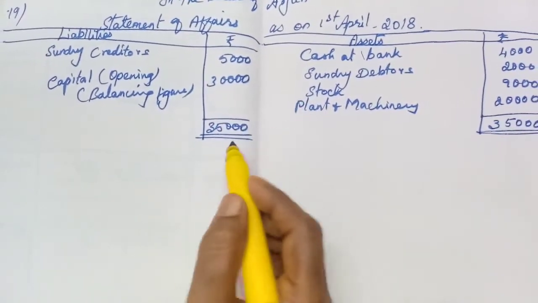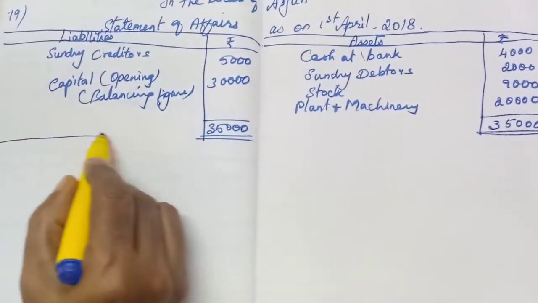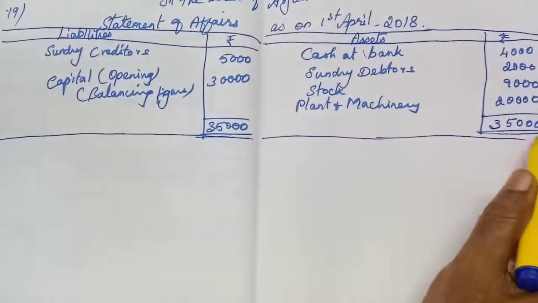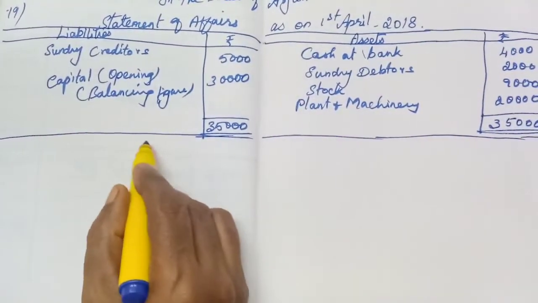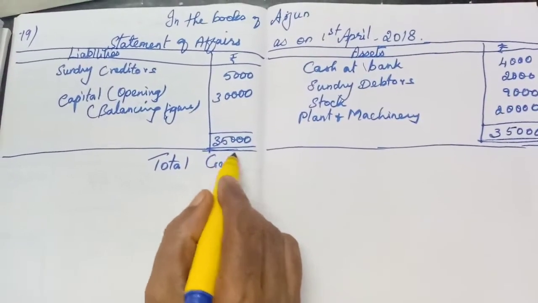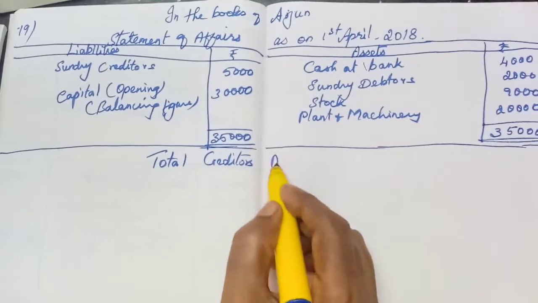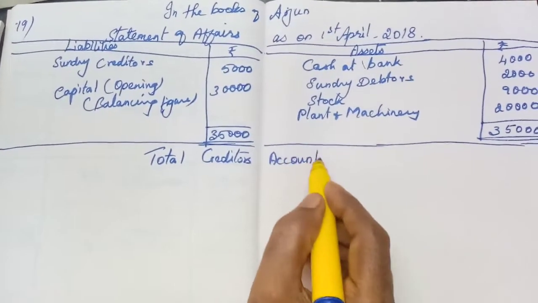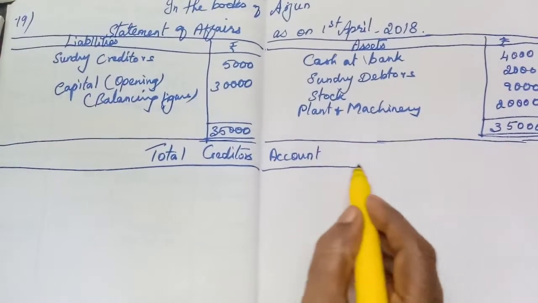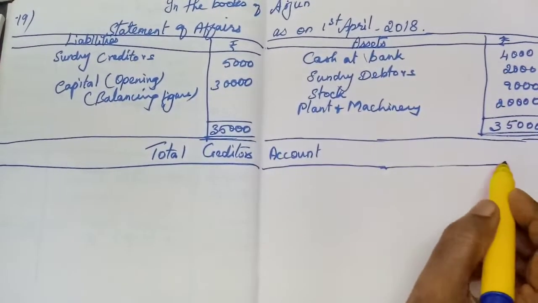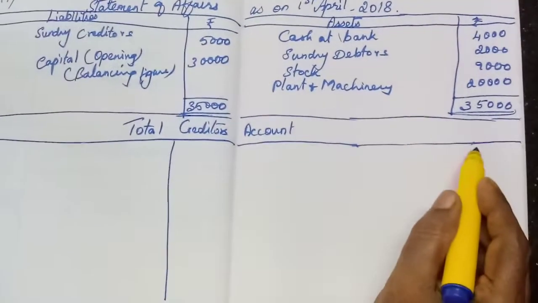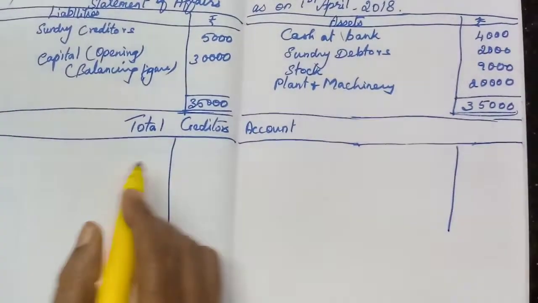Now I told you we need to prepare the next account, total creditors account, in order to calculate the credit purchases, because total sales are given. So we need to calculate total purchases. No cash purchases, so we have to calculate at least the credit purchases.